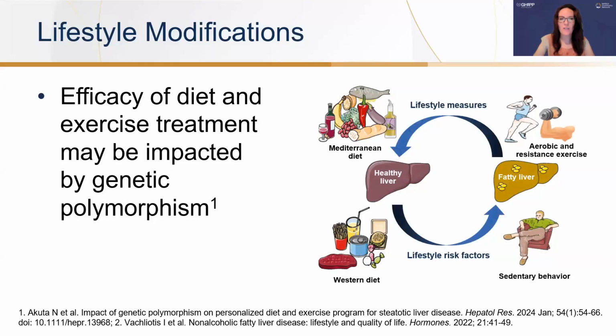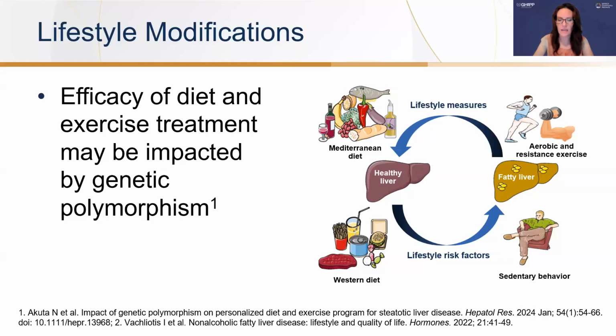So the efficacy of diet and exercise may be impacted by genetic polymorphism. So what does that mean? Remembering back to the pathogenesis slide, when we talked about the genetics that are in play here, we know that those genetic polymorphisms affect the way we store fat in the body, the way we process nutrients, the way we respond to insulin, and how we regulate inflammation.